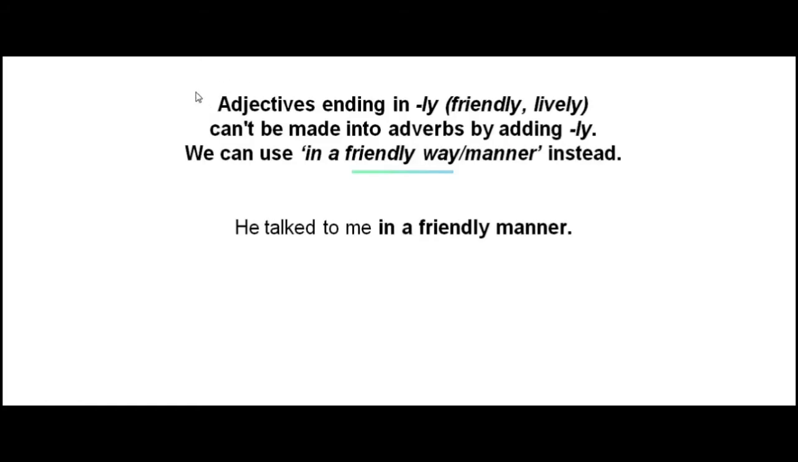Note that sometimes adjectives end in ly, as in friendly, lively. And when this happens, we cannot change it into an adverb by adding ly. And so it's better to use, for example, in a friendly way or manner. Have a look at the example below. He talked to me in a friendly manner.